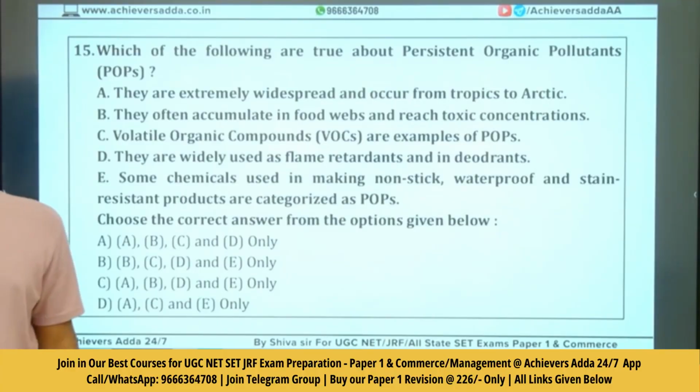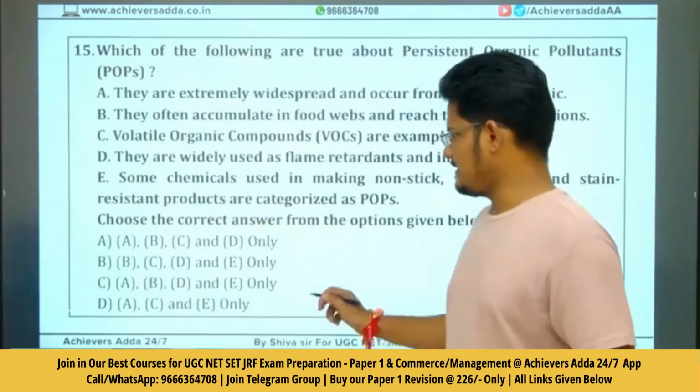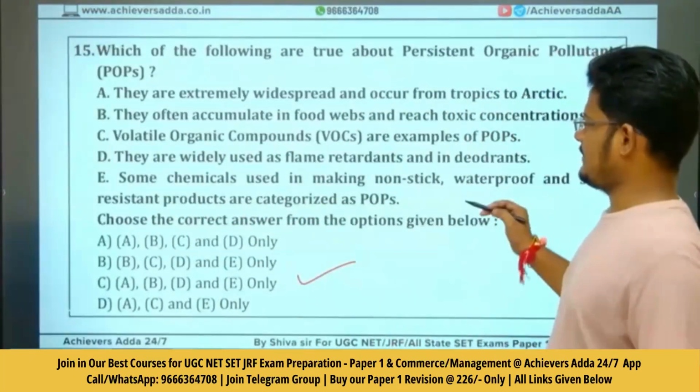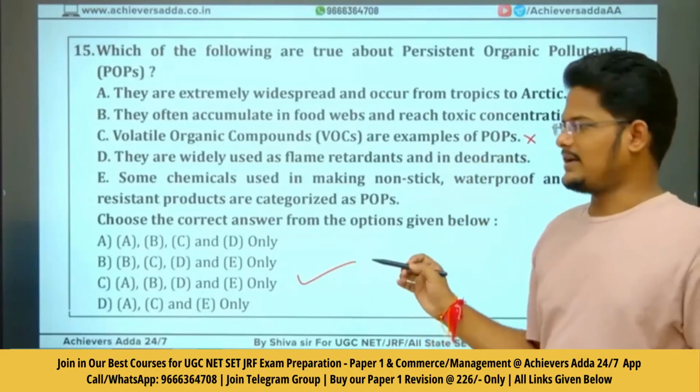So the answer will be 3 again. That is A, B, D, E, except C. VOCs are not part of the persistent organic pollutants.